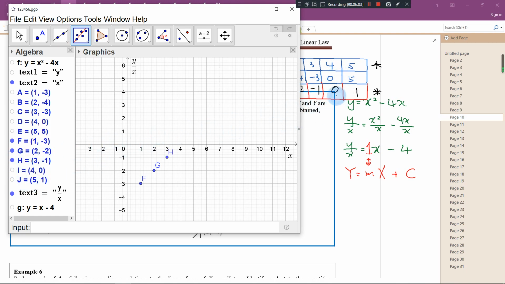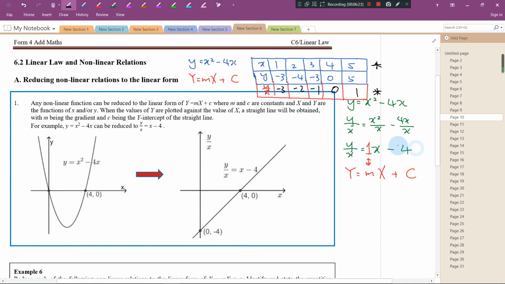And then 4, 0. The last one will be 5, 1. Okay, so now I connect all these points together. I get a straight line. The gradient of this straight line is equal to 1. You can try to calculate. And the y-intercept is negative 4. As I told you just now, this is the y-intercept. So this is a way how we reduce a non-linear relation to a linear form.